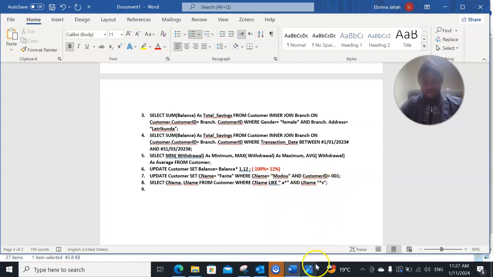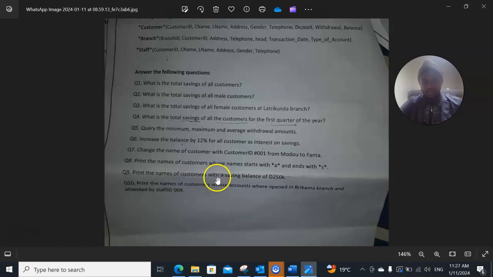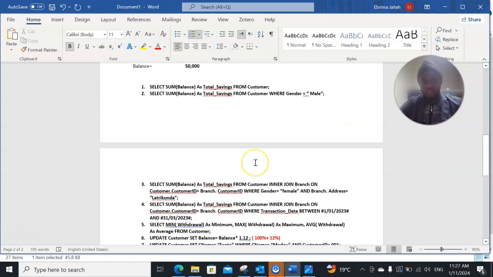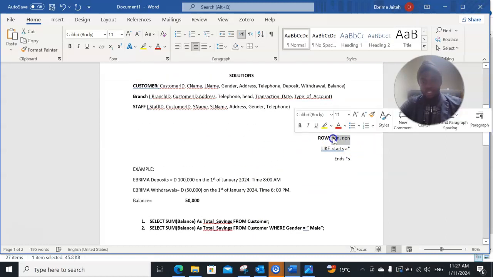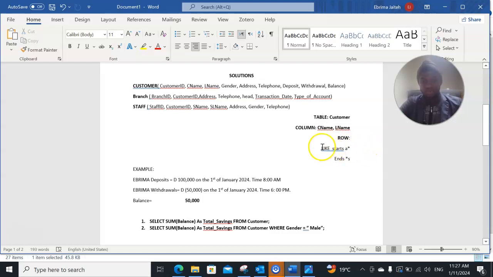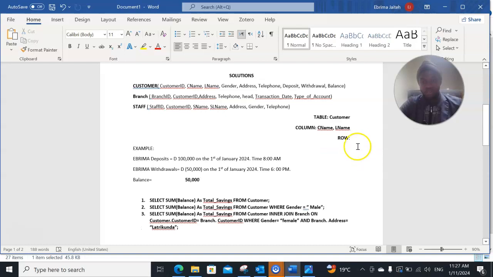So let's continue. Question 9 says print the names of customers with a savings balance of 250,000. So we look at this. Names of customers, we are talking about CNAME and last name, of customers with a savings balance of what? 250,000. This one is talking about the balance. So we need the customer table, we need the CNAME, the last name. But is there any name of the CNAME given to us? No, there's no name of the CNAME given to us. So we're going to write here none.